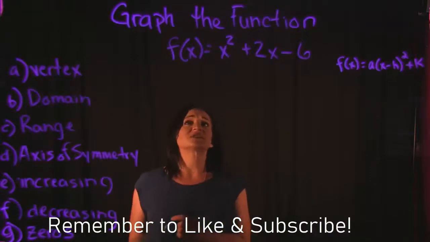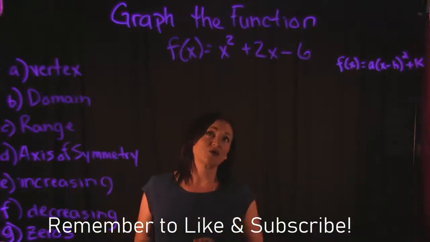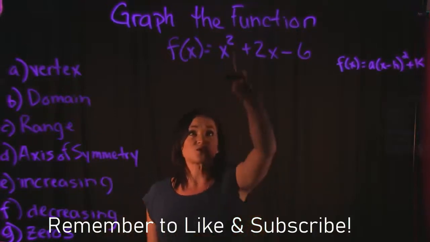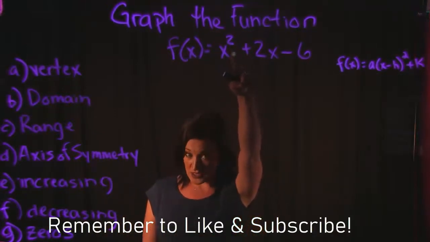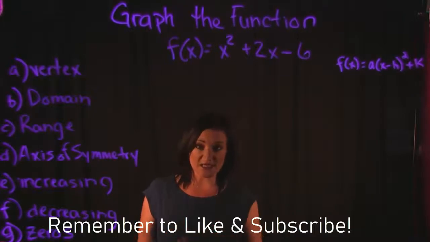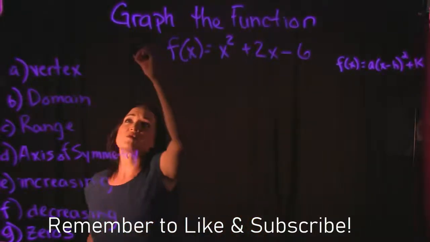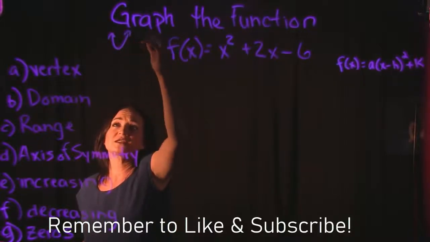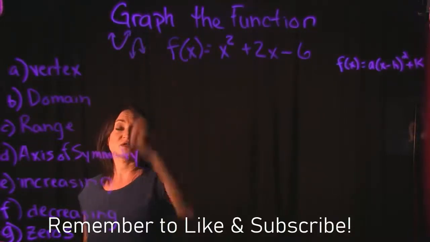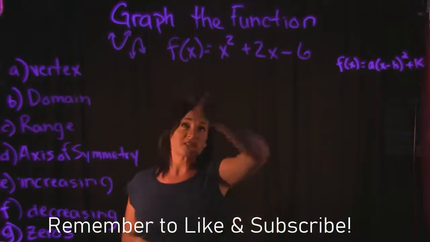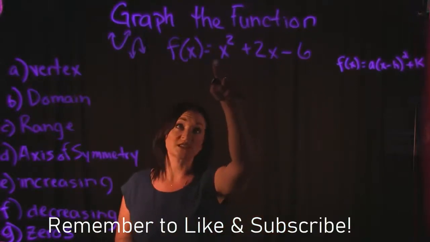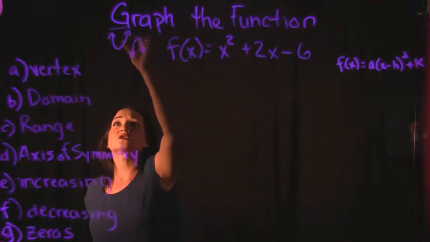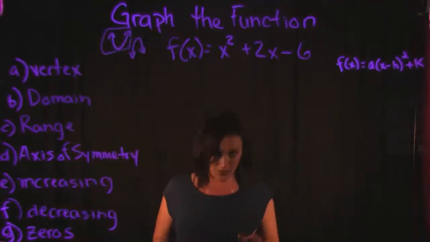So the function they gave us is f of x is equal to x squared plus 2x minus 6. Do notice the degree of this function. The highest power is a 2, which means that this is a parabola. Remember, a parabola has the U shape. A positive parabola goes up like this. A negative parabola goes down like that. Now ours is a positive parabola because this leading term here, x squared, is positive. So ours is going to look like the U right over here.